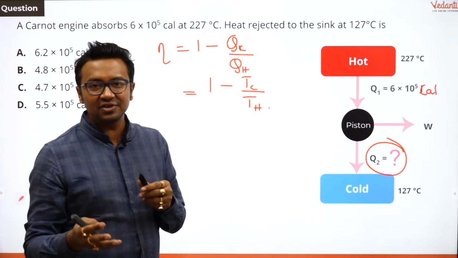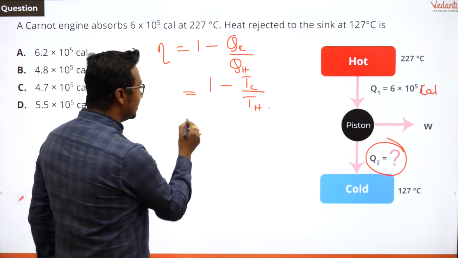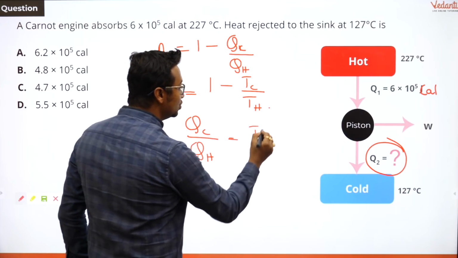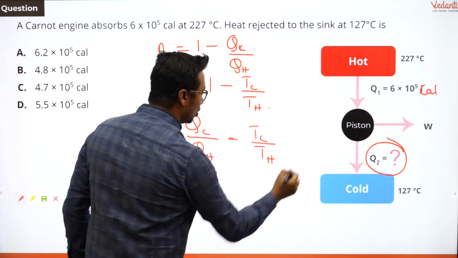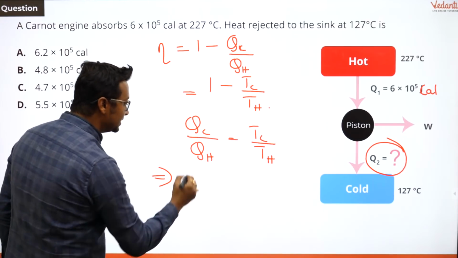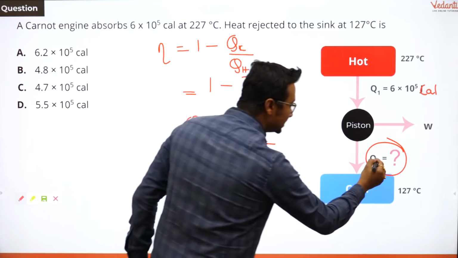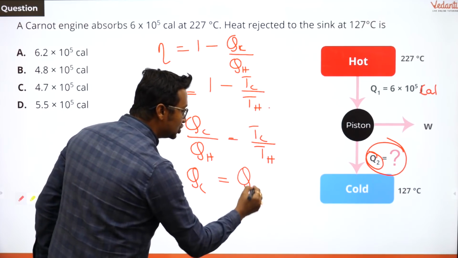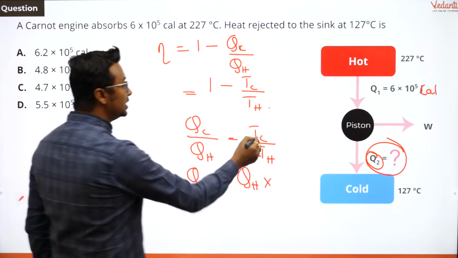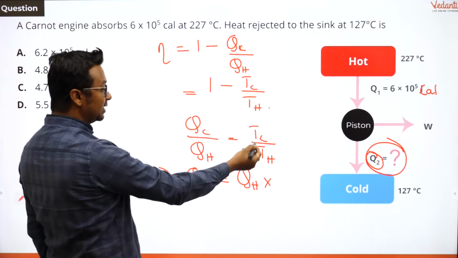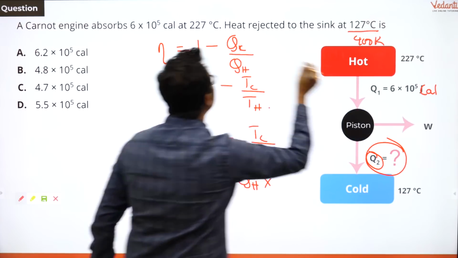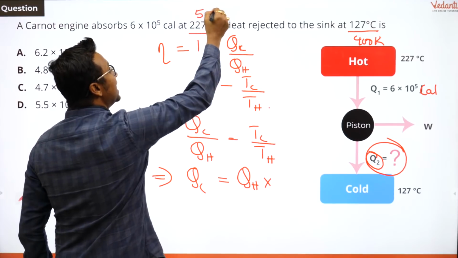अच्छा, for this, my dear students, the simple idea तो क्या ही है. For maximum efficiency हमने क्या देखा था? QC by QH is equal to TC by TH. Which implies your QC जो कि पूछा गया है इस क्वेश्चन में, that is your Q2, will be equal to QH into TC by TH. TC कितना है? Temperature of the cold. This is 400 Kelvin. This is 500 Kelvin.